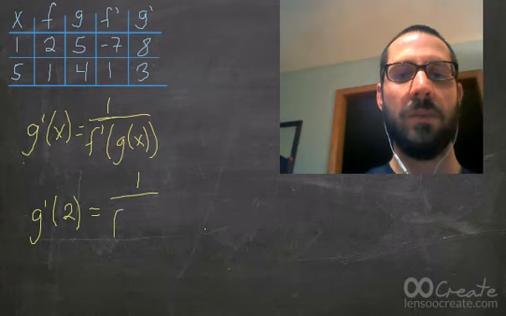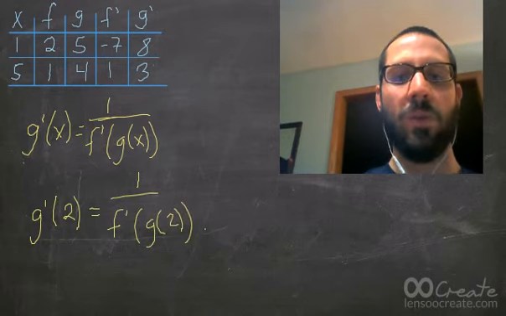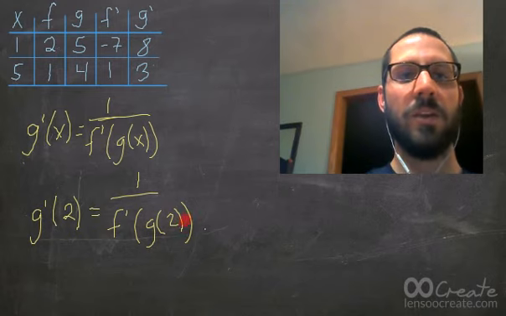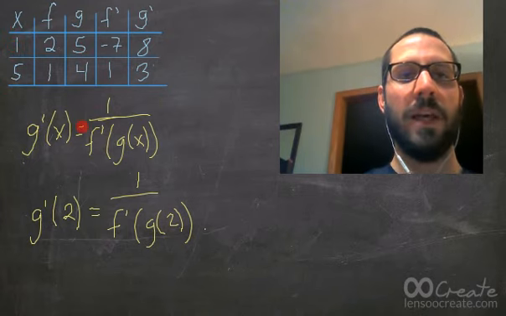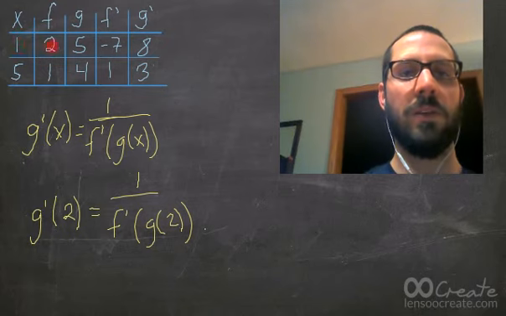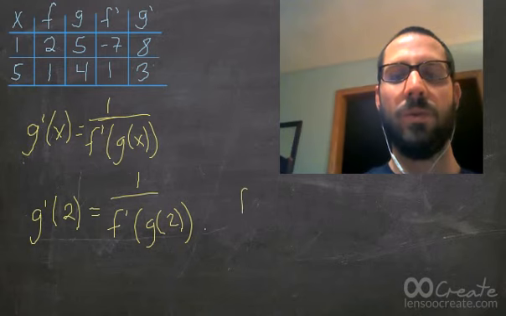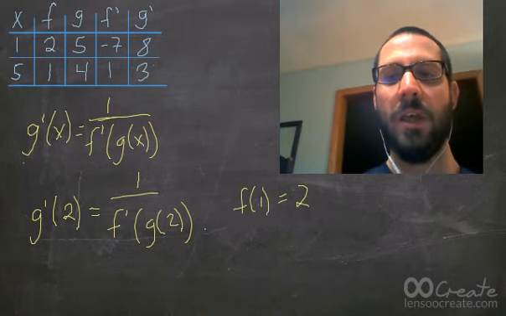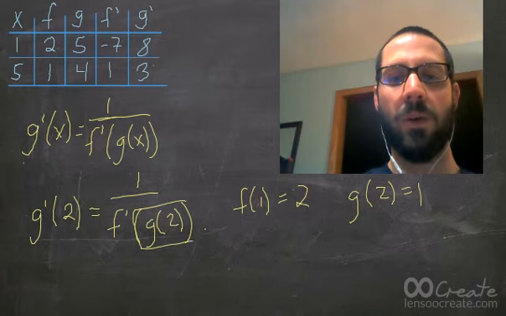1 over f prime of g of 2. So in order to look all the way inside that, we need to know what is g of 2. Again, there's no x value of 2, so we don't exactly know what g of 2 is. But this line right here says f of 1 equals 2, and f and g are inverses, then we also know that g of 2 equals 1. So we can substitute that right here.